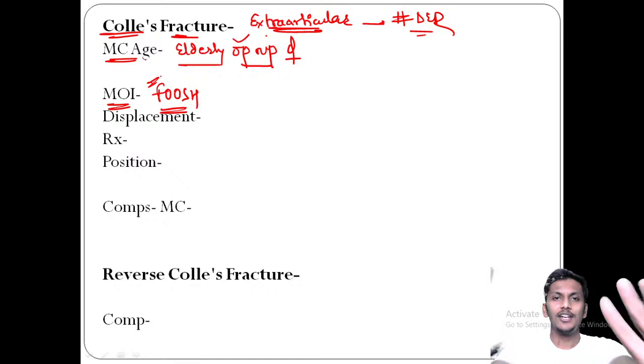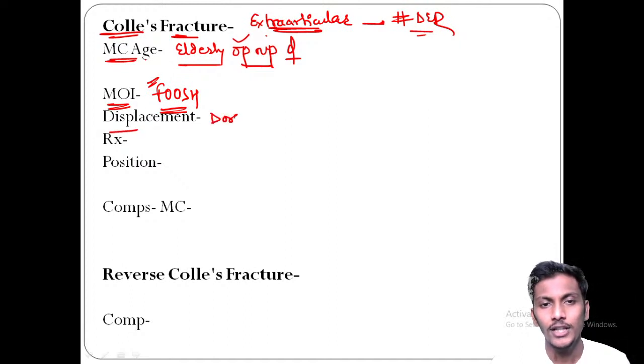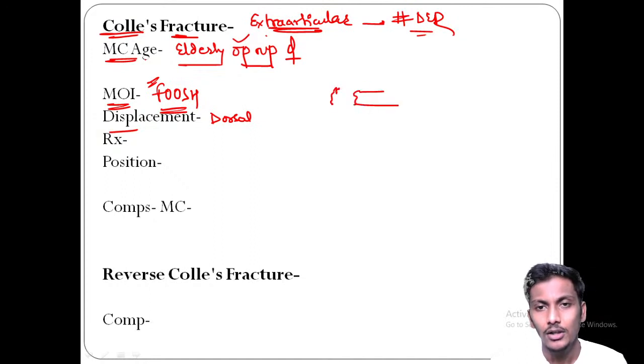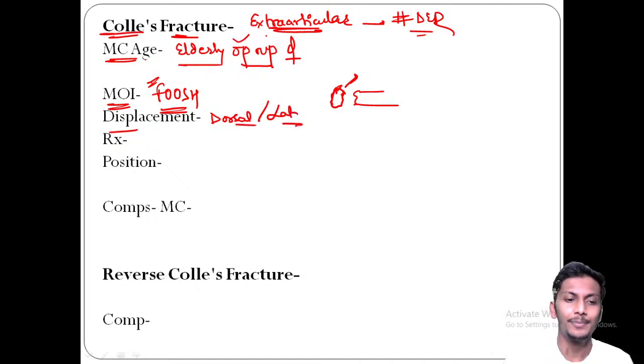So fall on an outstretched hand in an elderly osteoporotic menopausal female can commonly lead to Colle's fracture. What is the displacement usually seen? In cases of Colle's fracture, we can see the fractured fragment. For example, this is your radius, and this has been fractured. The fractured fragment is usually displaced dorsally or laterally. There is a dorsal or lateral displacement seen.